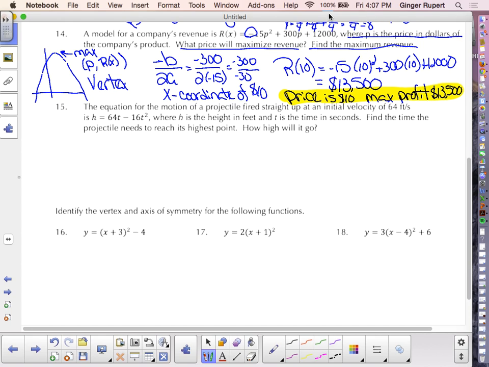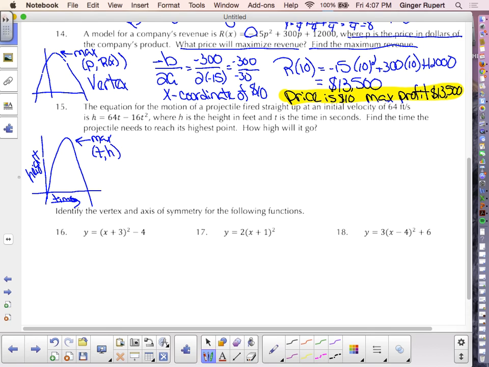So again, when you look at this, the graph looks like this. There's my maximum point. Time, t, is on the x-axis, and height, h, is on the y-axis. So the x-coordinate will be time, the y-coordinate will be height, so that vertex.